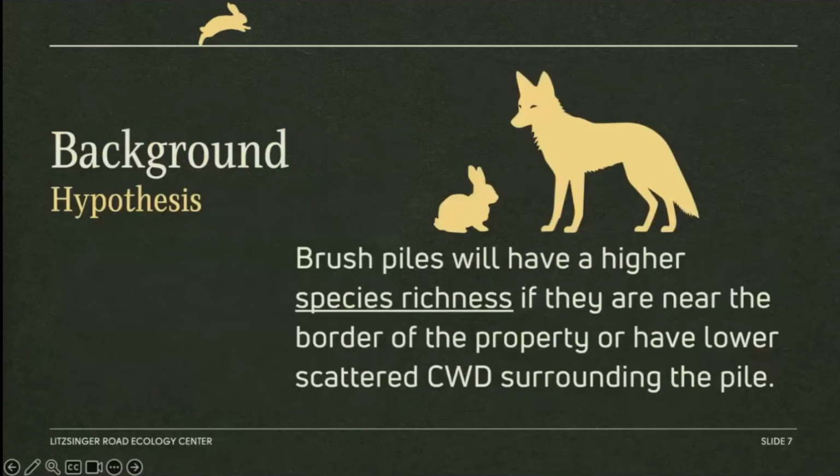And so this leads me into my hypothesis that brush piles will have a higher species richness if they're at the border of the property because of what I talked about with the edgelands. Maybe they might prefer the edge of our property where it goes from pristine grassland or woodland or whatnot into like a lawn or a lesser quality habitat, or if they have lower scattered coarse woody debris surrounding the pile to where they aren't reliant on those ecosystem services and would use the brush pile.